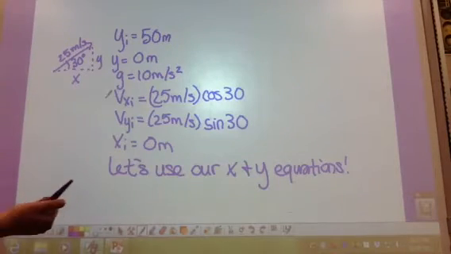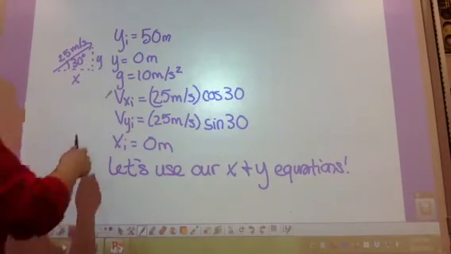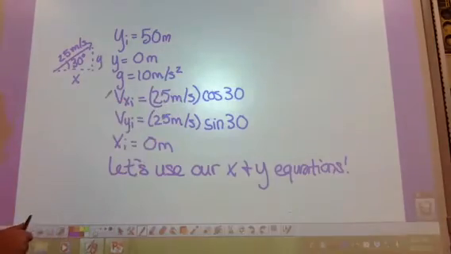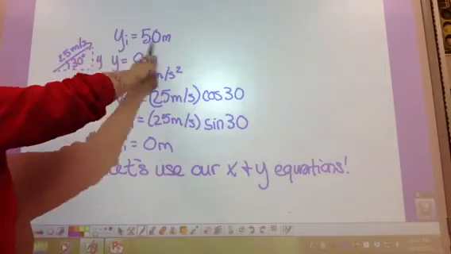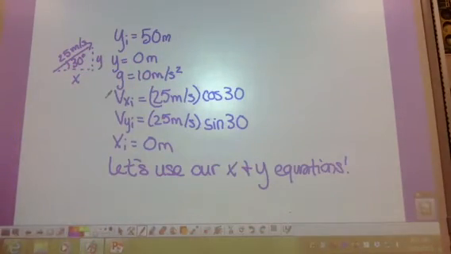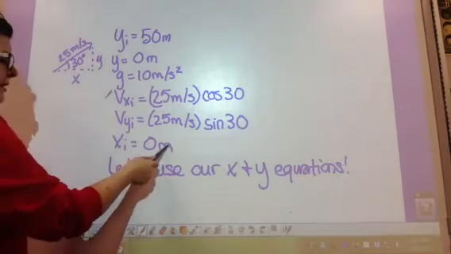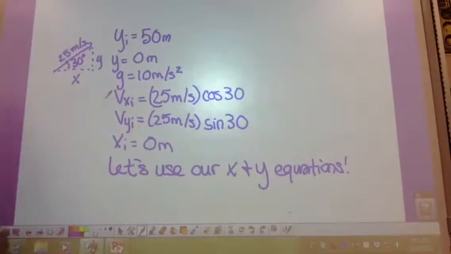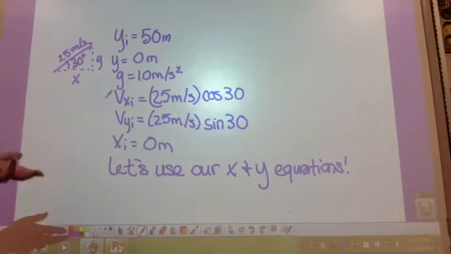Well, we also know that it said that it's accelerating at 10 meters per second squared. I know that the initial position was 50, and then its final position will be 0. And then I can just assume that in the x direction it's just starting at 0. We like to assume that a lot. So we can just, again, use our x and y equations.